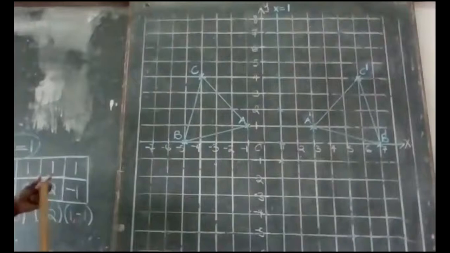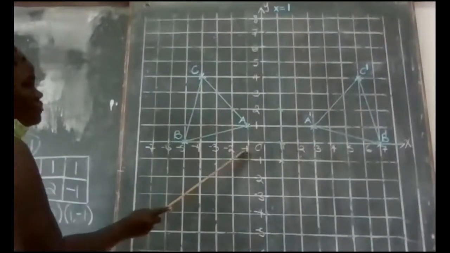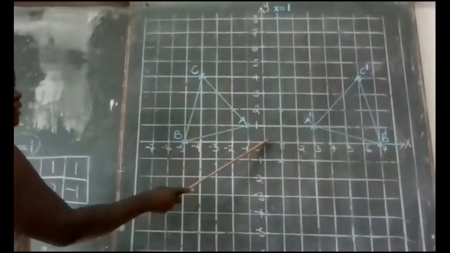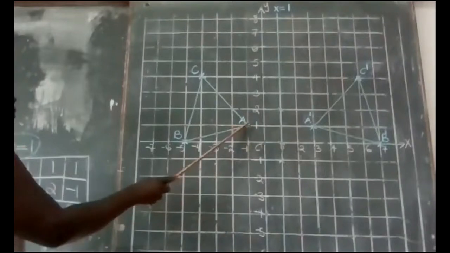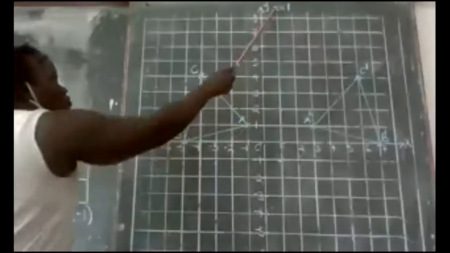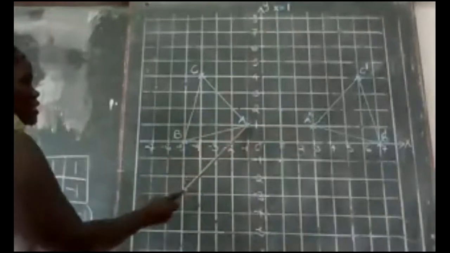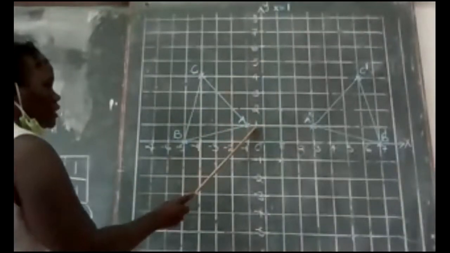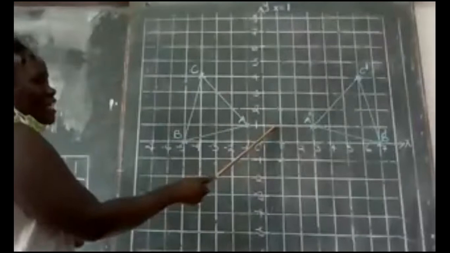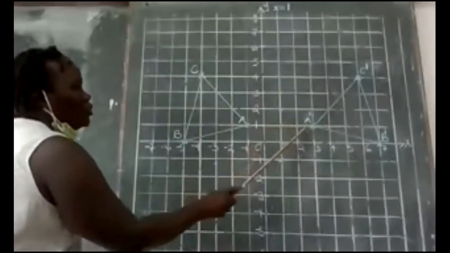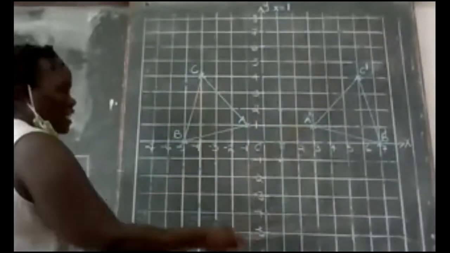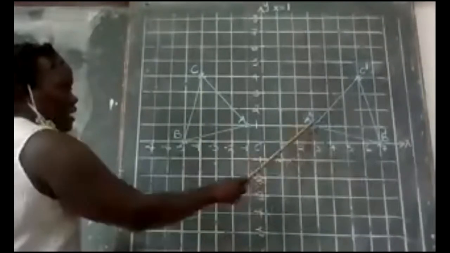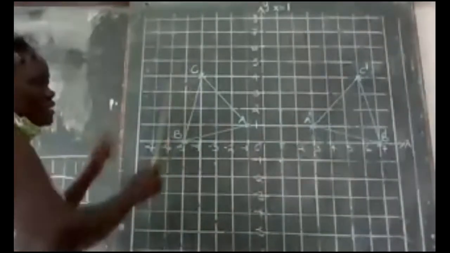Our point A is (-1, 1). So from here, -1, then 1. We have to reflect this point through our mirror line. Like we did last time, we count 2 to the mirror line. Therefore, it should also be 2 away from the mirror line on the other side. And that's how we get to this. And we've done the same for B and C.